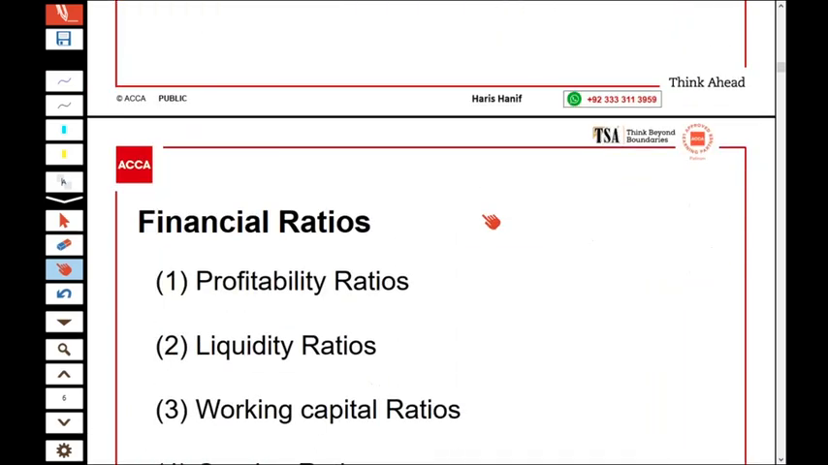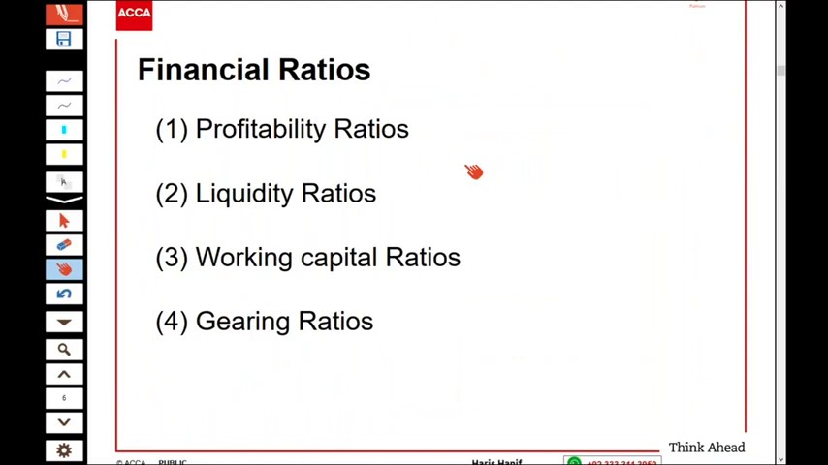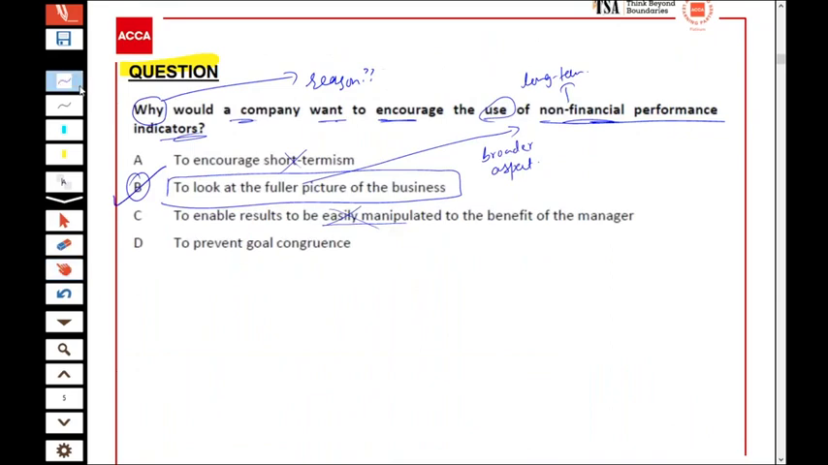Now, this is the financial ratios. Okay, I forgot to discuss the last option. It was to prevent goal congruence. No, it is to encourage goal congruence. It's not preventing. Non-financial actually encourages goal congruence. Goal congruence means a win-win situation for two concerned parties.